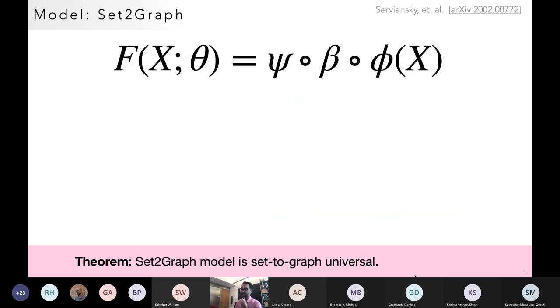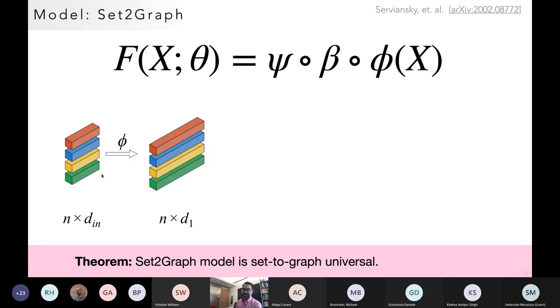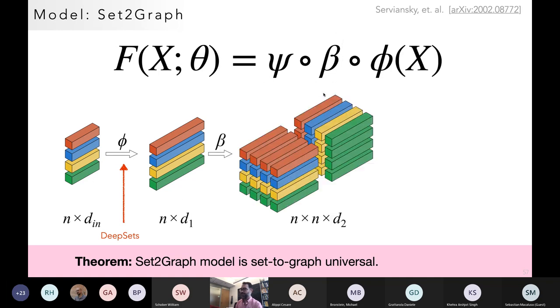And so we came up with this particular architecture, which turns out to be quite simple. You start off with a set. In this case, n is four, you have four objects, and this direction are the features associated to each of them. Then you run some set-to-set type of algorithm. This could be something like DeepSets, for instance, which is known to have these universality properties. And then you compose with a function beta, which we refer to as a broadcasting layer.